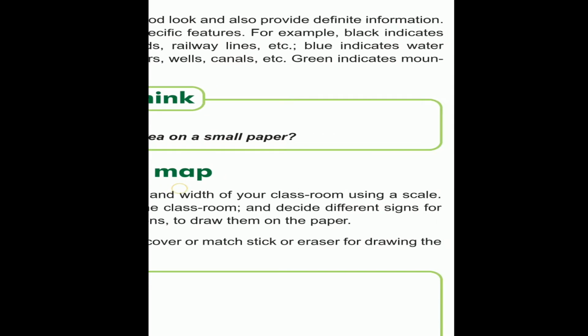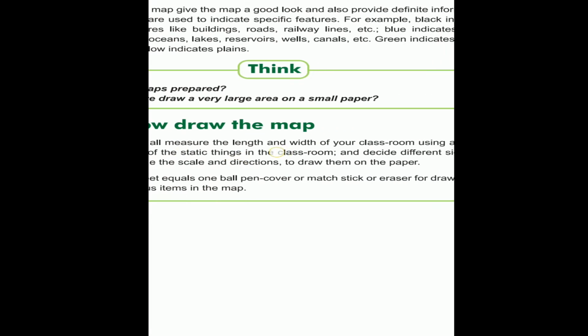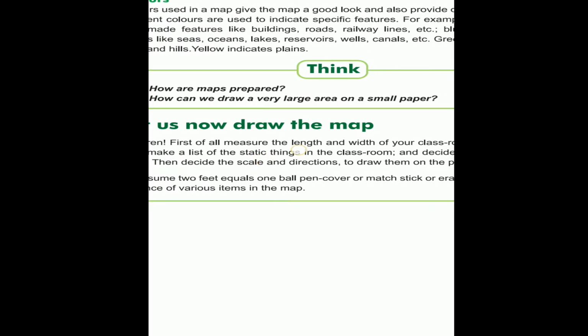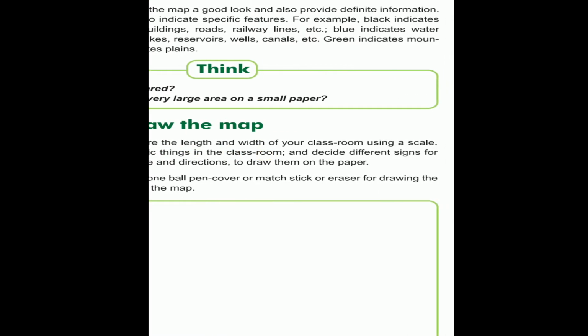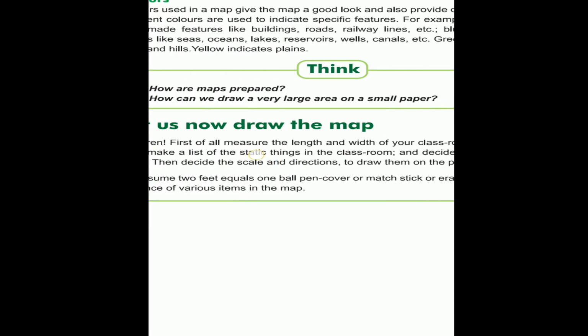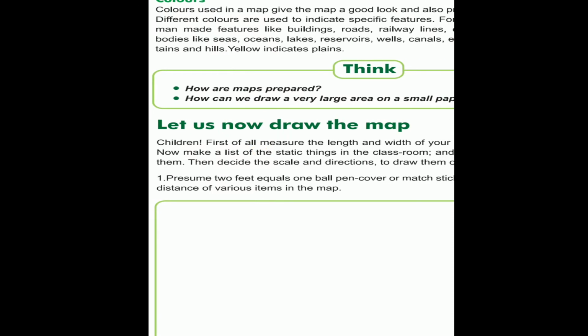For example, black indicates man-made features like buildings, roads, railways, etc. Blue indicates water. So blue is for water bodies like seas, oceans, lakes, reservoirs, wells, canals. And what will green indicate? Mountains, hills, hill stations. And yellow will indicate plains.